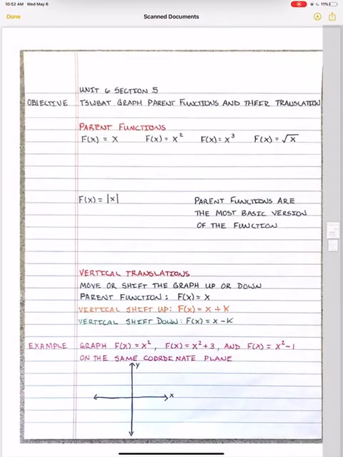Alright guys, today we'll be looking at how to graph parent functions and their translations. This is in Unit 6, Section 5. Our objective: the student will be able to graph parent functions and their translations.